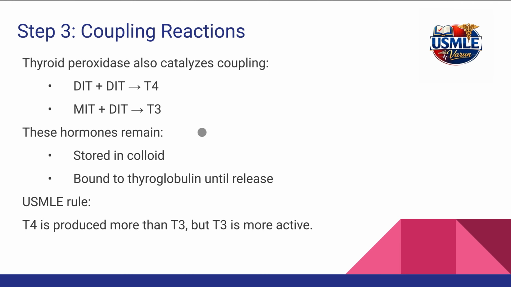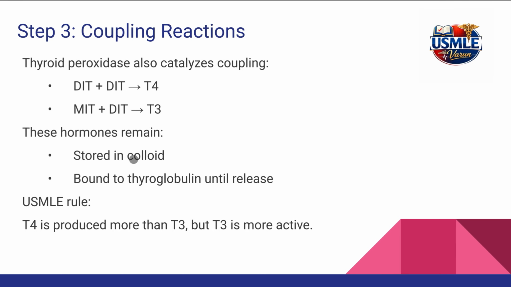The third step in thyroid hormone synthesis is coupling. Two DIT molecules form T4, one MIT plus one DIT forms T3. More T4 is produced, but T3 is more active. So when it comes to thyroid hormones, remember that the major hormone produced by the thyroid gland is T4, whereas the more active form is T3. Most thyroid hormone is synthesized as T4, which is inactive, whereas T3, the active form, is synthesized comparatively less.